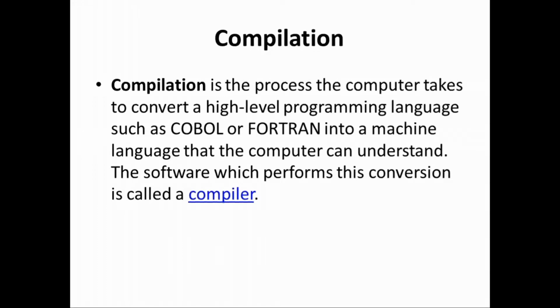There's another one called compilation, or we can also call it compiler. Compilation is a process the computer takes to convert a high-level program language, such as COBOL or Fortran, into a machine language that the computer can understand. So the software which performs the conversion is called a compiler. What we mean by a compiler or a compilation is the transformation or the conversion of a high-level program language, of which COBOL and Fortran are typical examples, into the machine language.